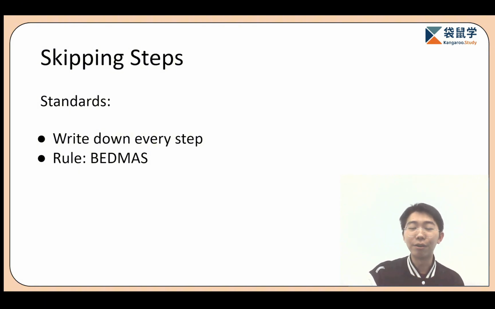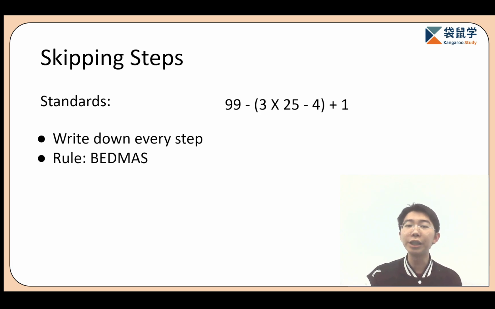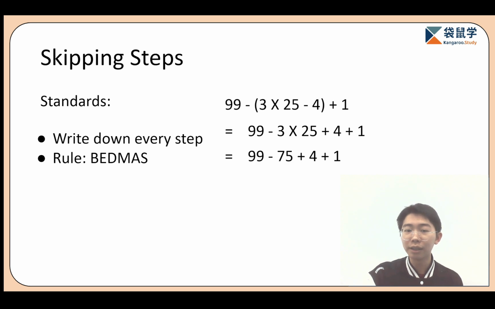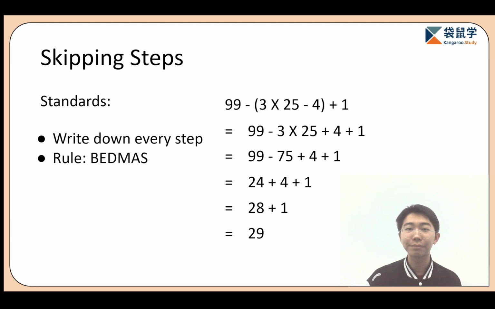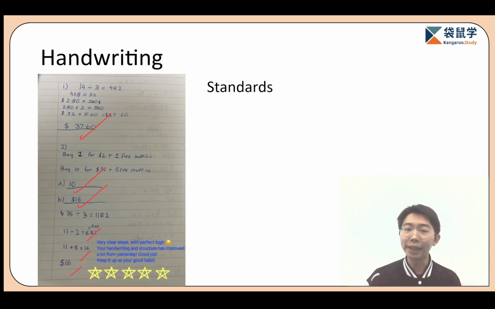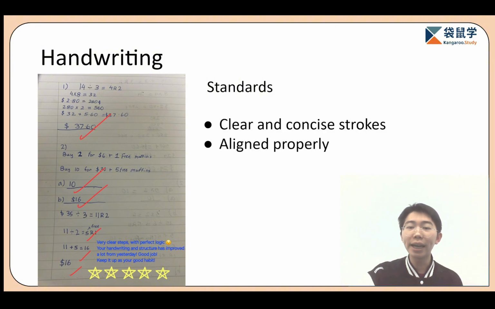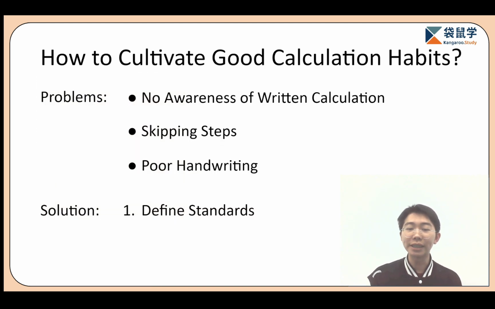Let me give you an example. In this equation, we first break the bracket, and then we solve the multiplication, and then we solve the subtraction and addition step by step. Now for handwriting, what is called good handwriting? It means clear and concise strokes, and the equations are aligned properly. Alright, finished defining the standard.